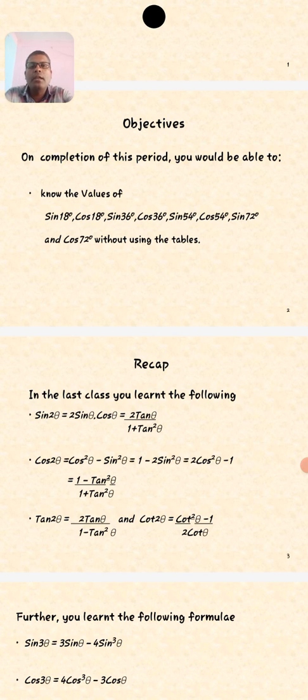Already we know sin 22 and half, cos 22 and half and tan 22 and half, and also sin 15 value, cos 15 value, tan 15 value, sin 75 value, cos 75 value. Already we know these types of values from the last classes. But here we learn about sin 18, cos 18, sin 36, cos 36, sin 54, cos 54 and sin 72 and cos 72 degrees. Okay.